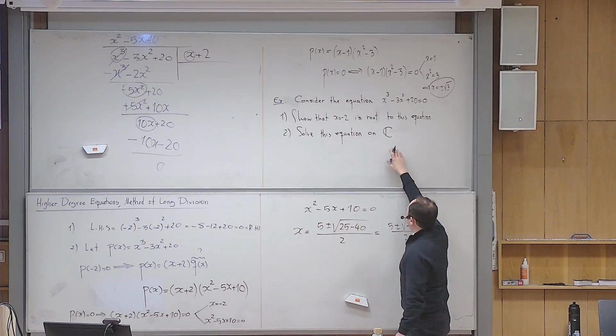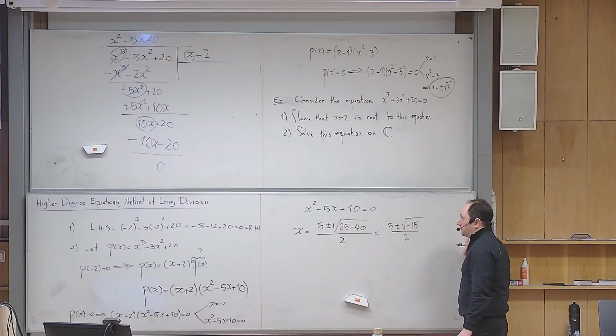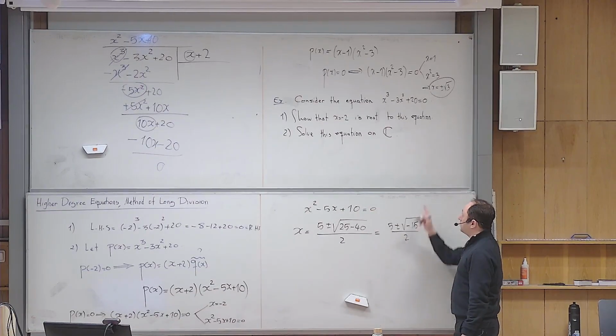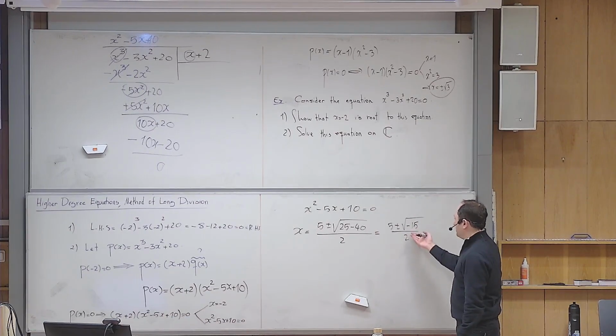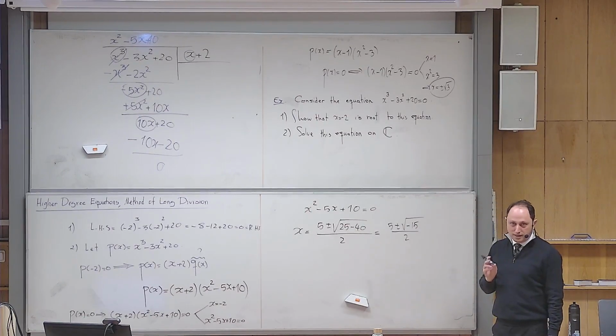If I ask you to solve it on R, end of the problem, no solutions. There is only one solution, and that's -2. But now that we are supposed to solve it on C, even though technically speaking that is correct, you have to write it in terms of i, so that is necessary.